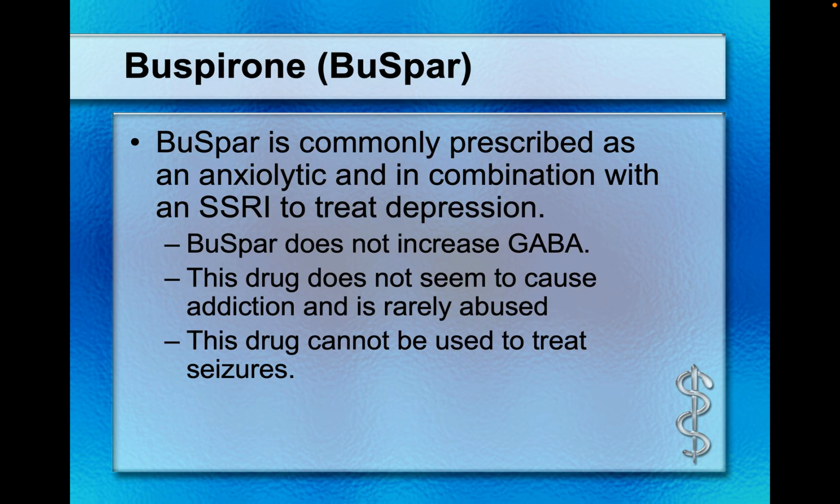Buspar is commonly prescribed as an anxiolytic, or an anti-anxiety drug, and in combination with an SSRI to treat depression. Buspar does not increase GABA. This drug does not seem to cause addiction and is rarely abused. This drug cannot be used to treat seizures.